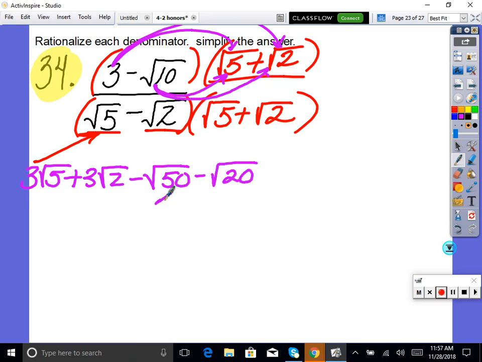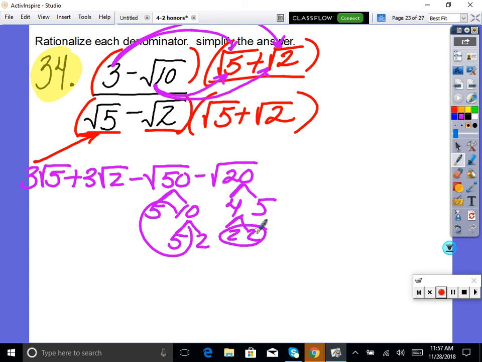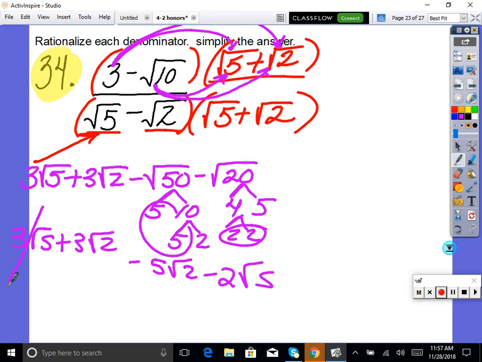Simplify what we can. 5, 10, 5 and 2. 4 and 5, 2 and 2. Okay, so that means we had 3 root 5 plus 3 root 2 minus 5 root 2 minus 2 root 5. Combine like terms. 3 root 5s minus 2 root 5s, 1 root 5. 3 root 2s minus 5 root 2s is negative 2 root 2s. That was just the top.